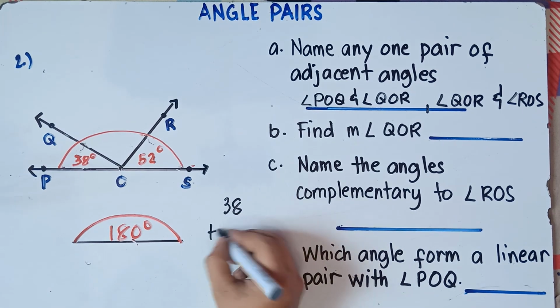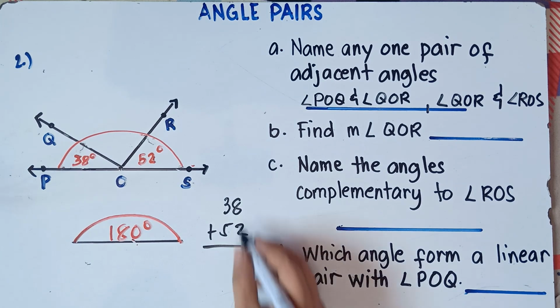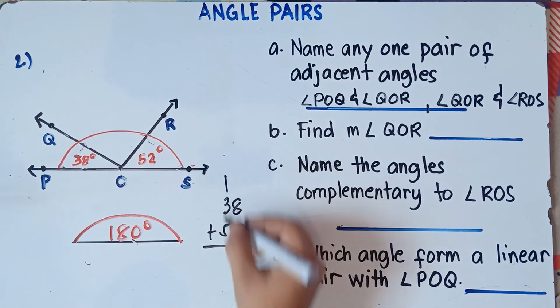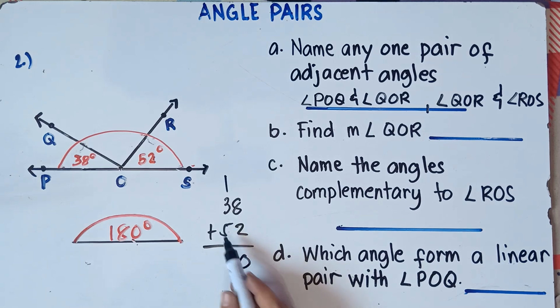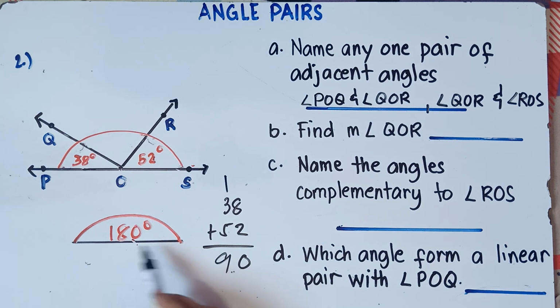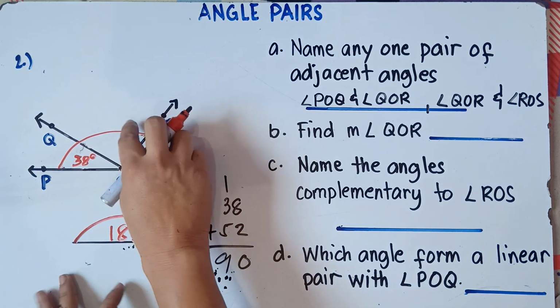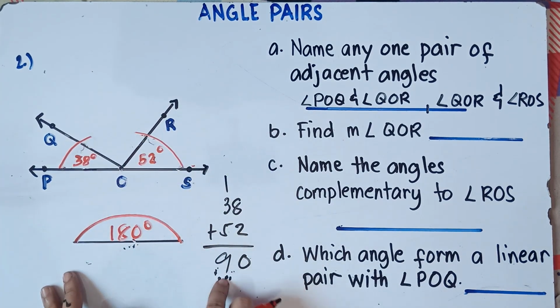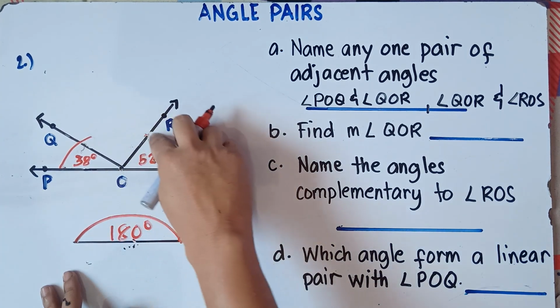38 plus 52. So 8 plus 2 is 10, 0 carry 1. 1 plus 3 is 4, plus 5 is 9. This is 90 degrees. So therefore, we subtract this 90 from 180. So 180 minus 90, that would be 90. So therefore, this angle right here, class, is 90 degrees.